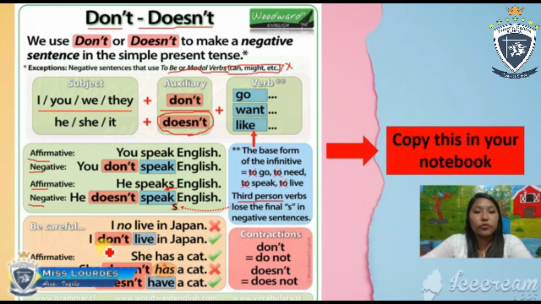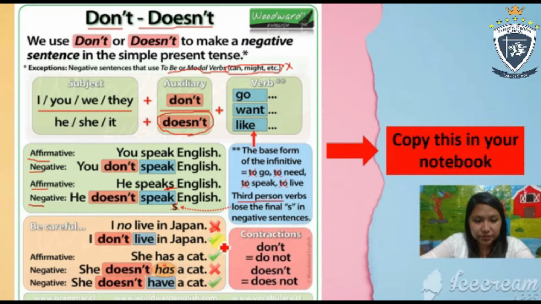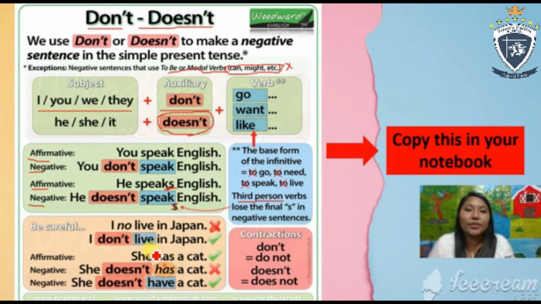Remember that you have to use the auxiliary. When you talk in a negative form, cuando hablas en la forma negativa, and you are referring to the present, y estás hablando en el presente, you have to use don't or doesn't. No vas a cometer este error. Look at here. Be careful, dice. "I no live in Japan" is incorrect. No. I don't live in Japan. That's correct. Okay?